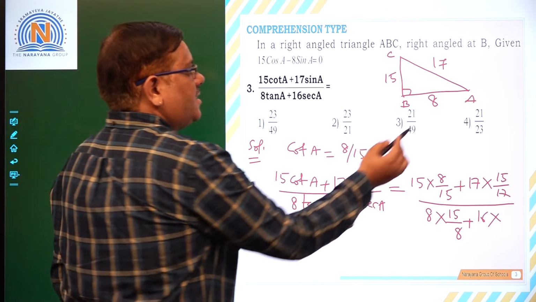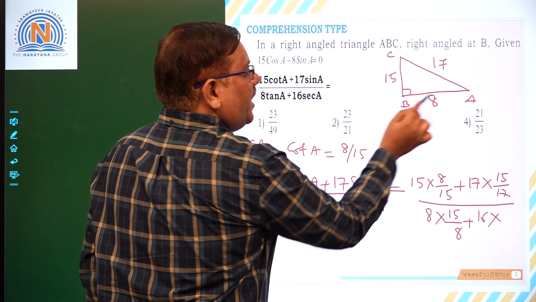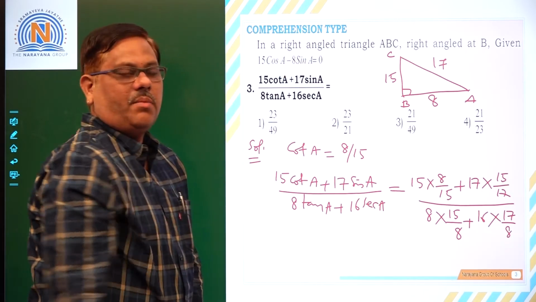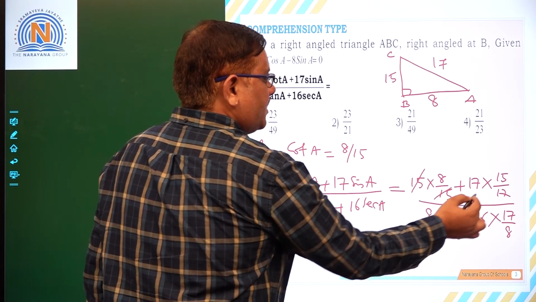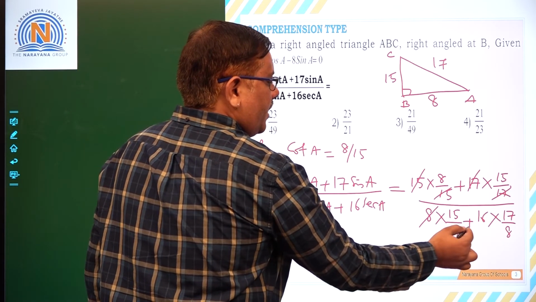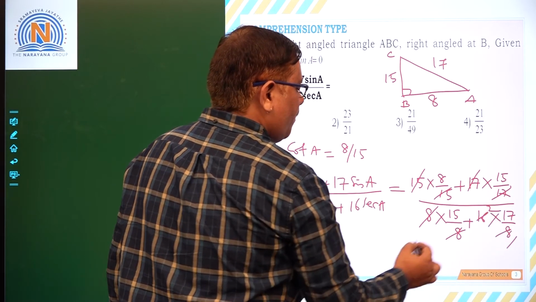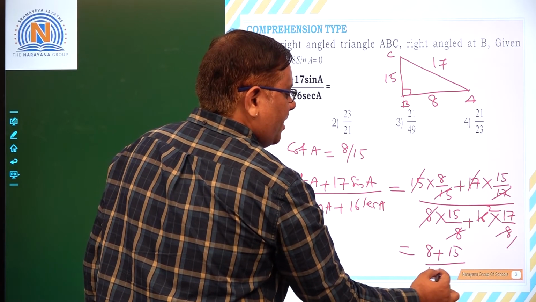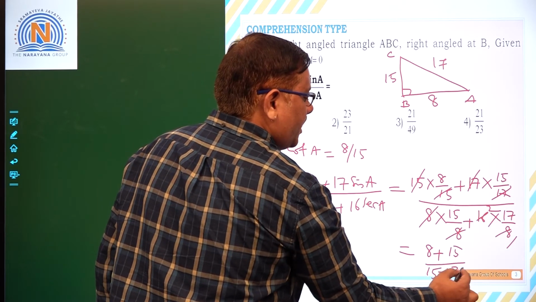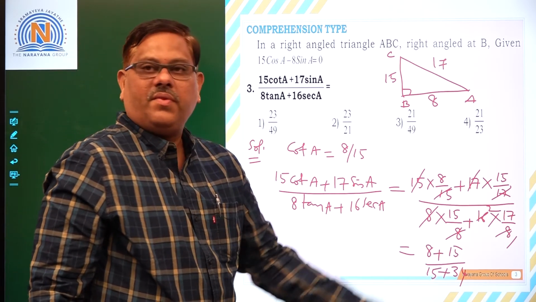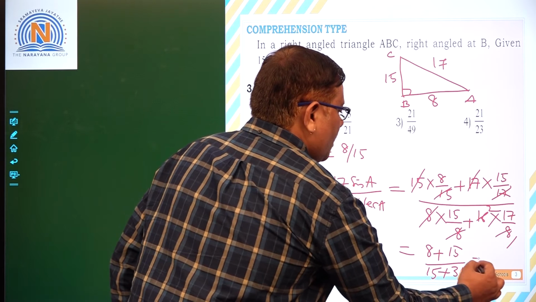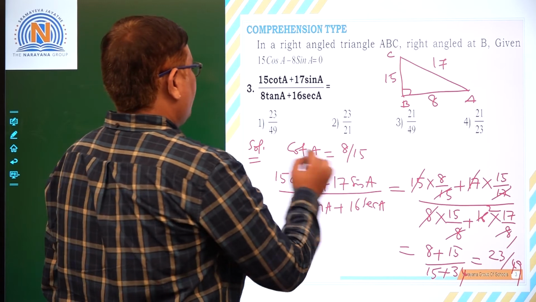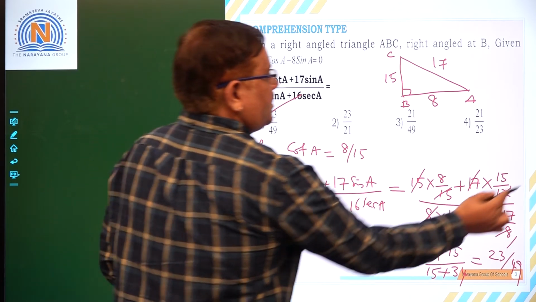How do you define secant A? Secant A is defined as hypotenuse by adjacent side to A, that is 17 upon 8. If you simplify, 15 cancels, 17 cancels here, 8 and 8 cancel here, 8 ones are 8 and 8 twos are 16. So finally what we are going to have here, 8 plus 15 upon 15 plus 2 times 17, that is 34. So 8 plus 15, what is 8 plus 15 value? That is nothing but 23 upon 49. 23 upon 49 is the right answer for us. That is the first option. Let us see the next question.